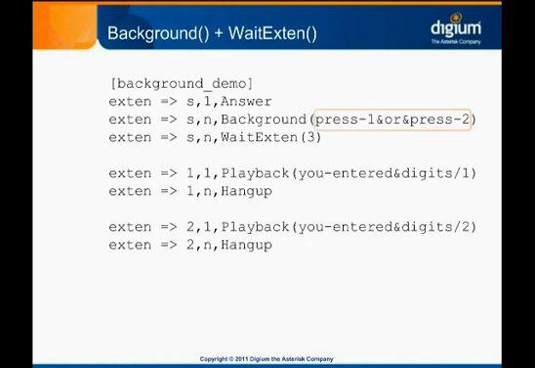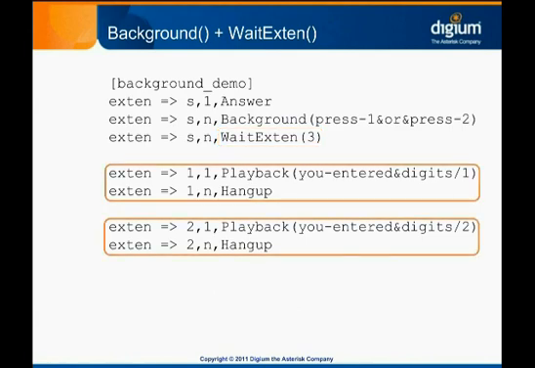The call to background includes three audio files, separated by an ampersand, to indicate that they should be played in succession. When the files are done playing, WaitExten gives the user 3 more seconds to input DTMF. If the user presses 1 or 2, they hear sound files repeating their choice to them. Note that in order for this to work, we had to define separate extensions in the same context where background is called.